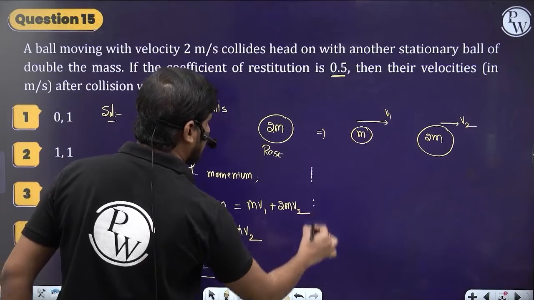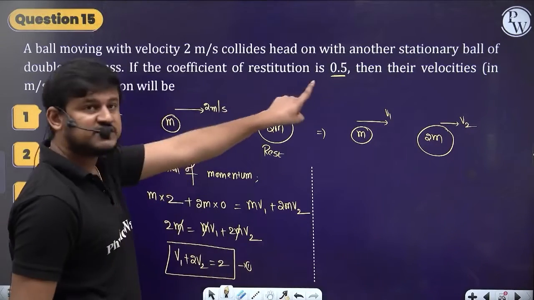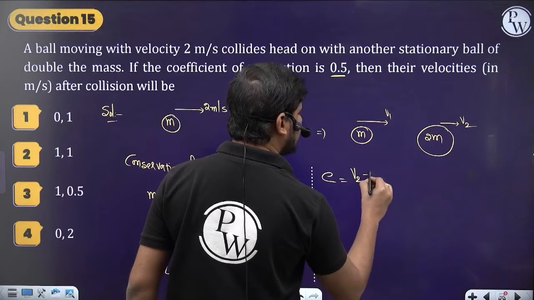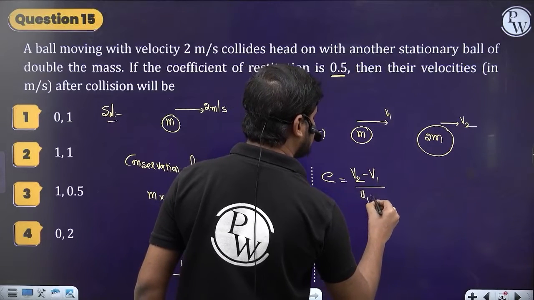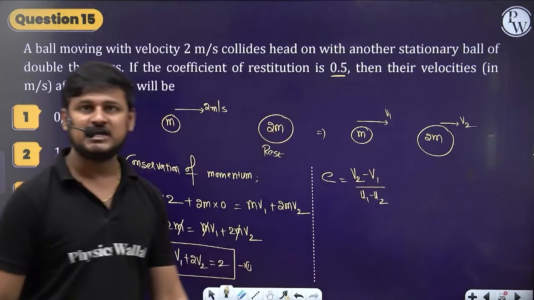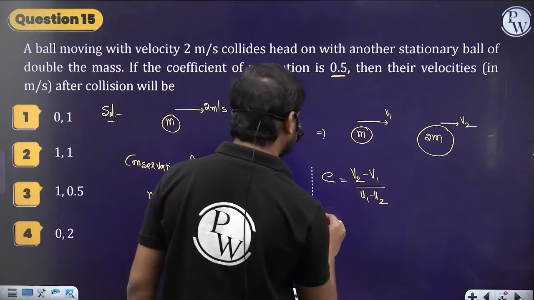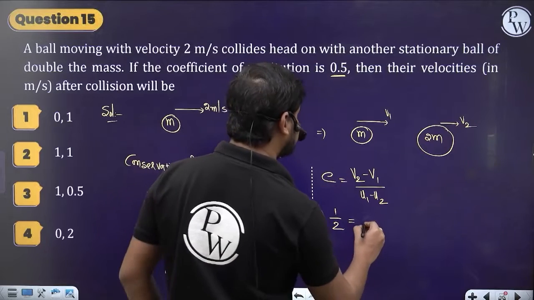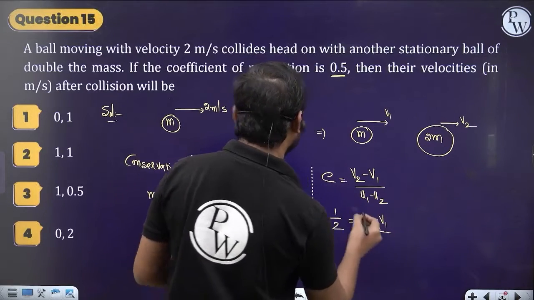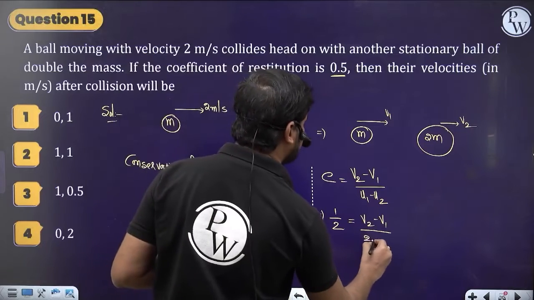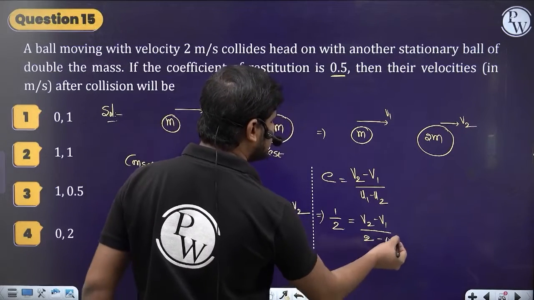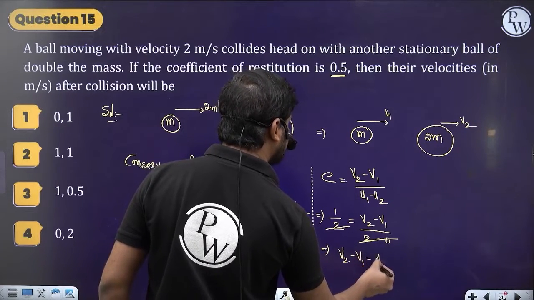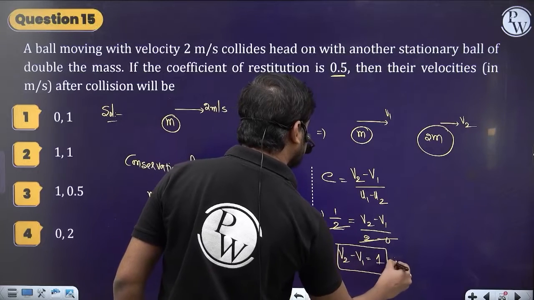Another equation that you can make, when the coefficient of restitution value is given, is the E formula. E is equal to the relative velocity of separation by relative velocity of approach, V2 minus V1 by U1 minus U2. So what is the E value? 0.5, which is 1 by 2, is equal to V2 minus V1 by U1 minus U2. The initial velocity of the first one is 2 minus the second one 0. So 2 minus 0 means 2, 2 gets cancelled. I can write V2 minus V1 is equal to 1. So this is equation number 2.